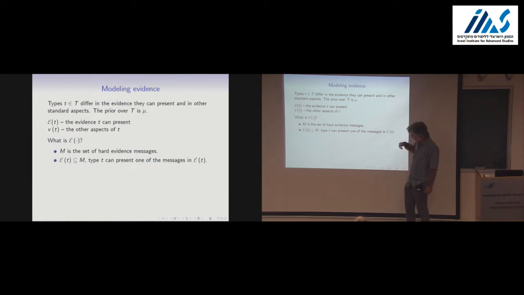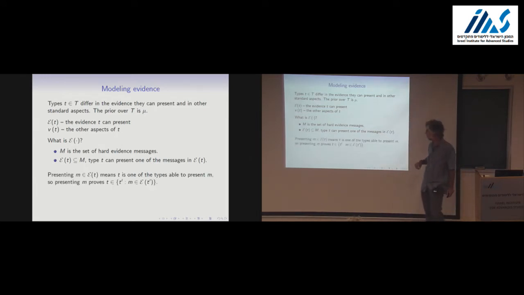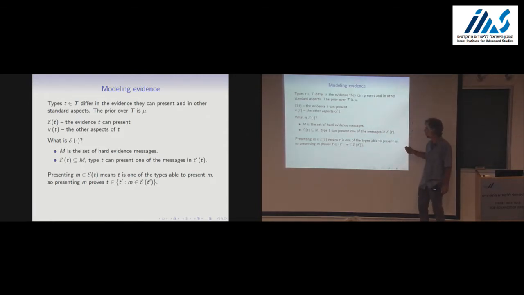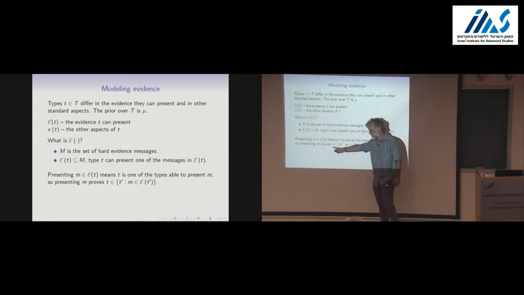Okay? And the type can present one of the messages. Now you might ask, why not more than one? I will be getting to that in a second. Presenting a piece of evidence M will mean that the type is one of those who can present M. So equivalently, we can think of, when I present the evidence M, I'm proving to you that I'm a T, which is in the set of all T primes, all the types, that have that message available.